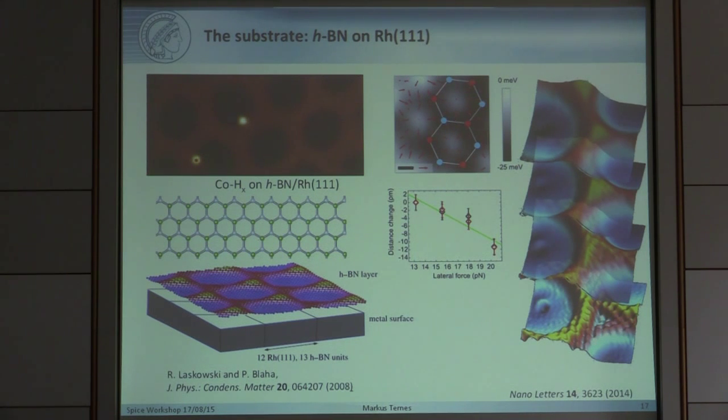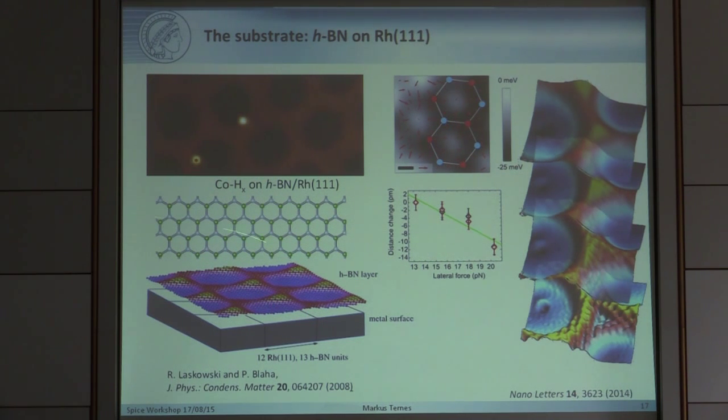Just a brief thing. Hexagonal boron nitride is similar to graphene. Let me introduce you to the surface. So you see here that is the structure. It's like graphene, except that you have no carbon, but you have boron and nitrogen atoms alternating. It's a two-dimensional layer. It has a 6 electron volt band gap, so it's a nice decoupling layer. And we put it on rhodium. On rhodium, there's a lattice mismatch between the metal and this layer, which then produces this superstructure. So here's a DFT calculation from Laskowski and Blaha.